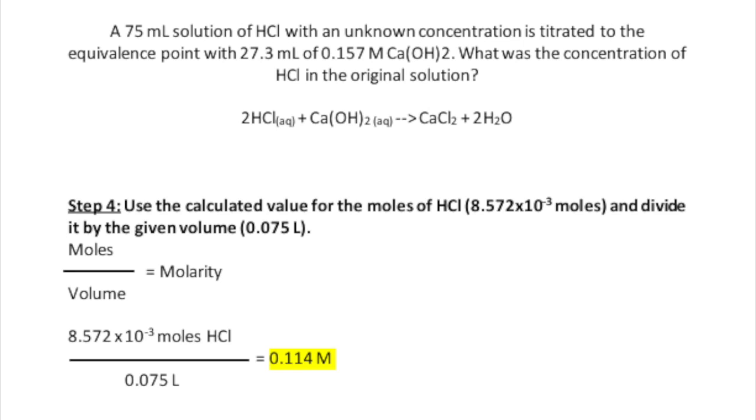Finally, it is time to calculate the concentration of HCl. Remember that concentration equals moles divided by volume, so you just take the calculated value of moles of HCl and divide it by the volume, which is given in the problem. This should equal 0.114 molarity, which is the concentration of HCl in the original solution.